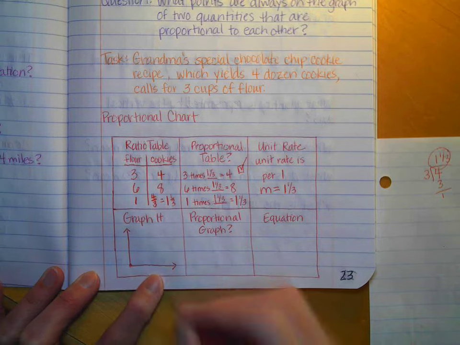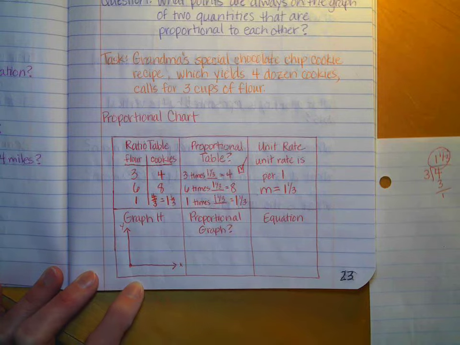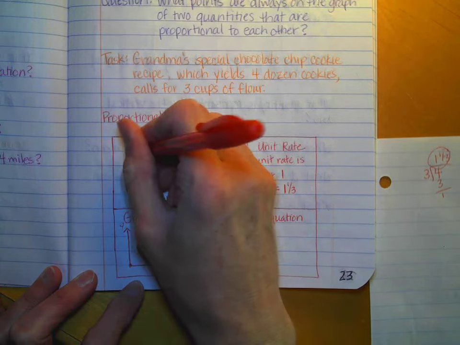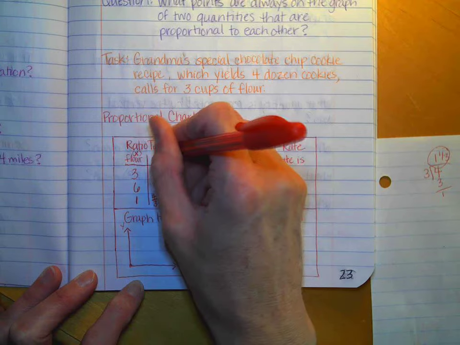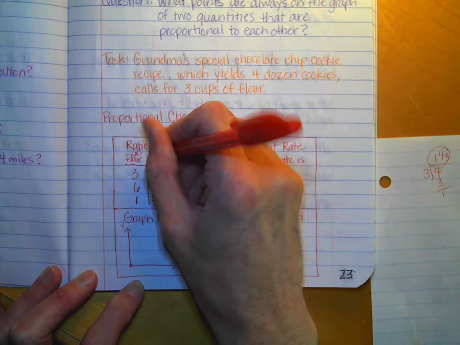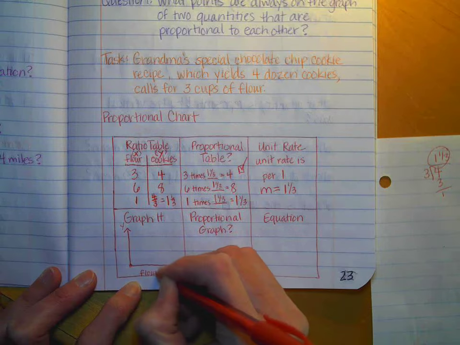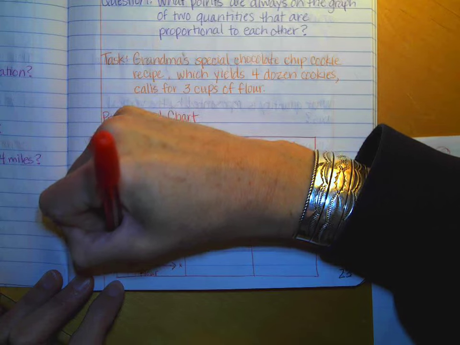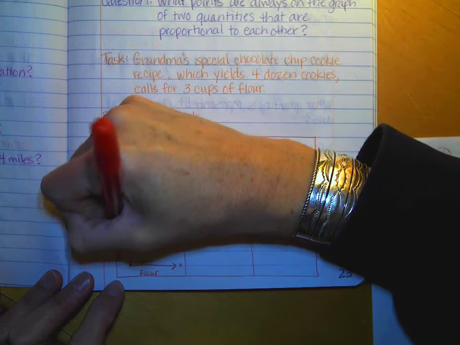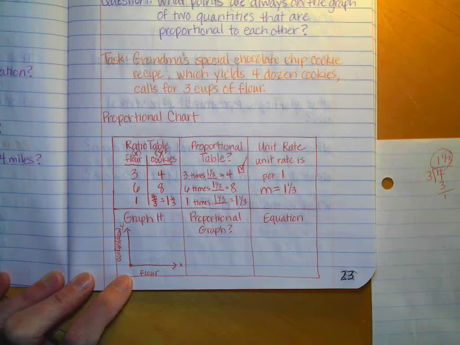Now we have to graph it. The way we graph it is, remember, this is the x-axis and this is the y-axis. We decided that flour was the independent and cookies, dozens of cookies, was the dependent. So the x should be flour, so you're going to write flour on the bottom. And then you are going to write cookies on the side. And we'll put dozens in the parentheses.